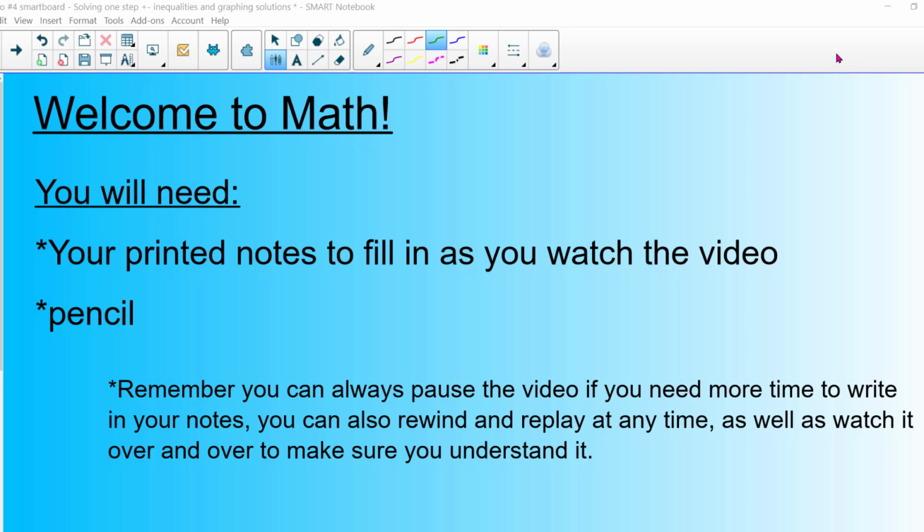Make sure you have your notes in front of you so you can fill them in as you watch the video. Pause the video if you need to catch up on the notes as you're watching. And remember, you can always go back and re-watch any parts that you weren't quite sure about, just to make sure you fully understand it before moving on.